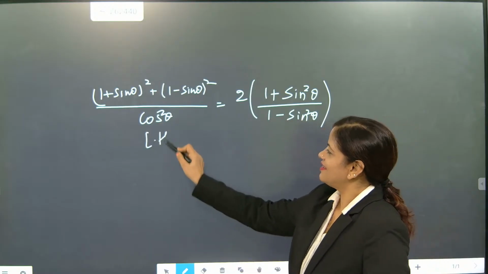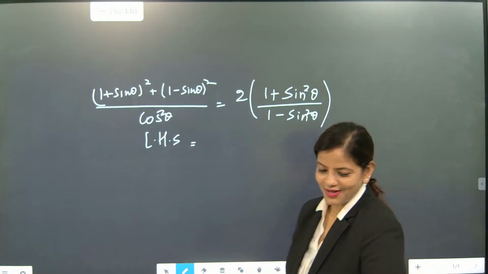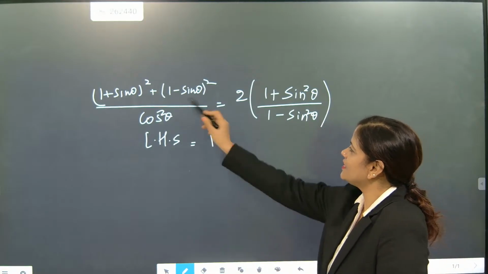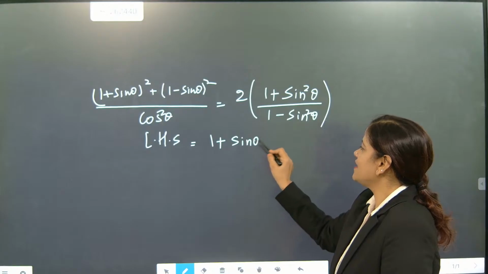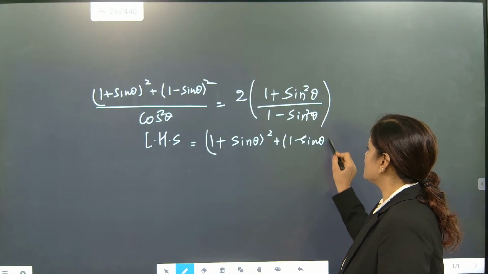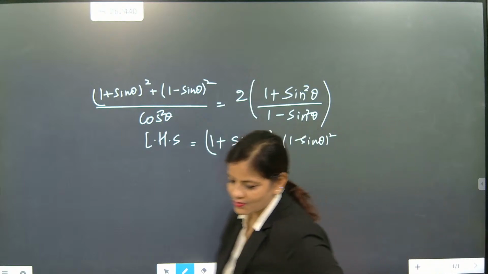LHS and RHS both sides have their own temperament, correct? So now look here, we'll take LHS: (1 plus sine theta) whole square plus (1 minus sine theta) whole square, divided by cos square theta.